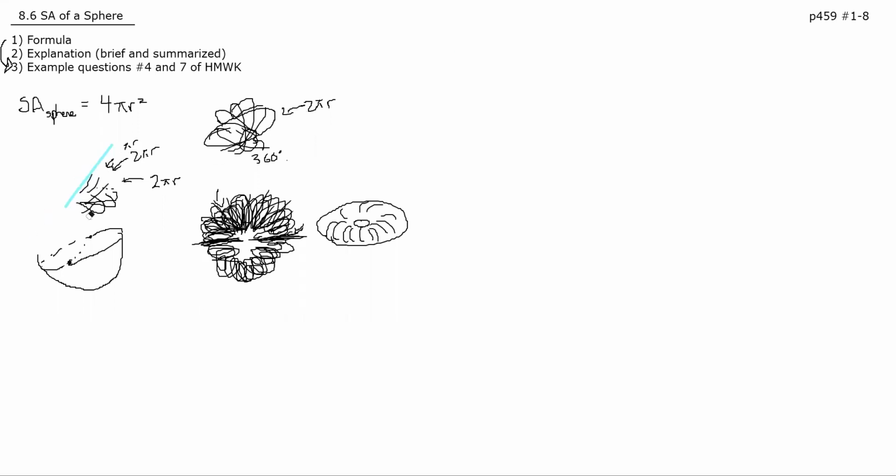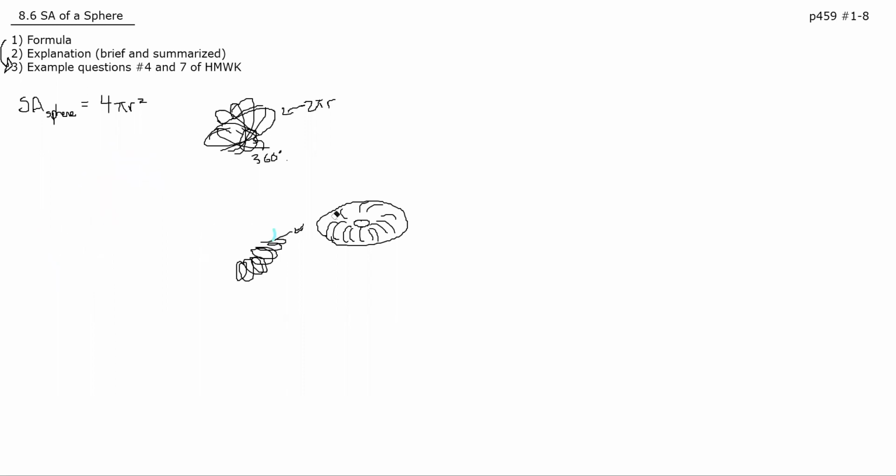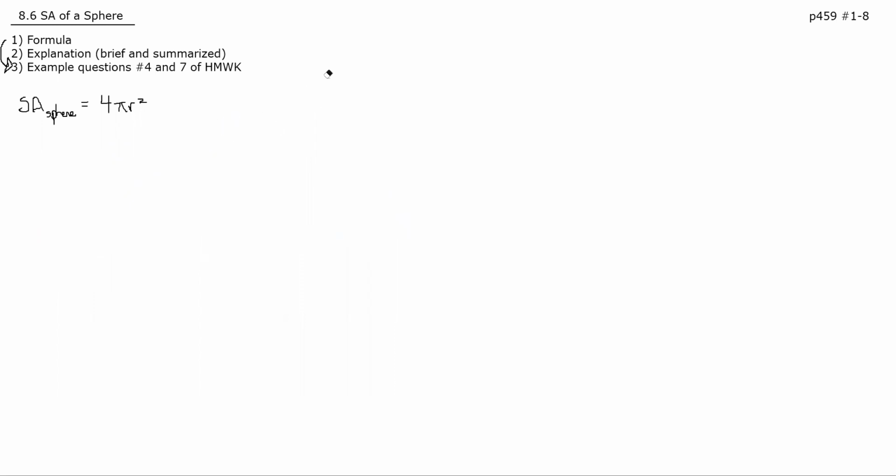Sorry if it's absolutely wrong, or it just doesn't make any sense to you. But honestly, even the textbook doesn't give much of an explanation, and I think it's a brilliant piece of math. So there it is. Let's move on to the actual example questions.